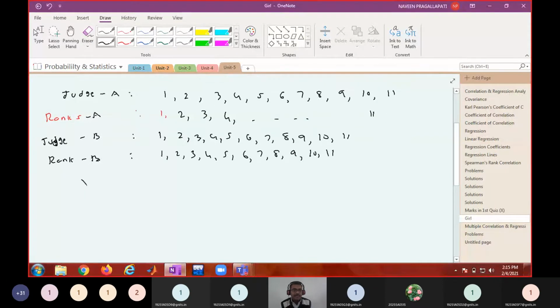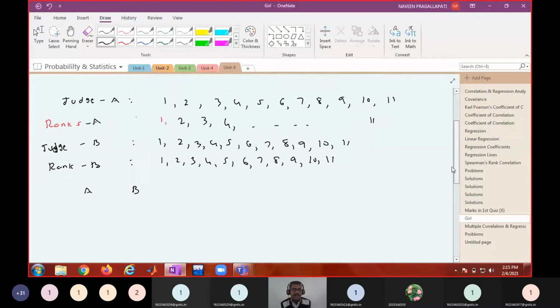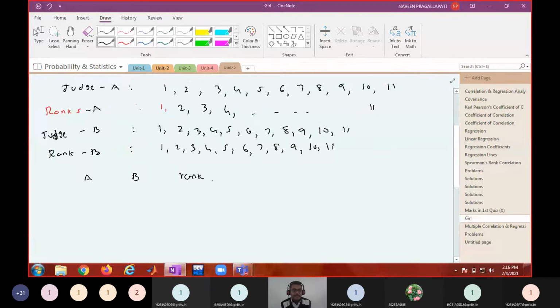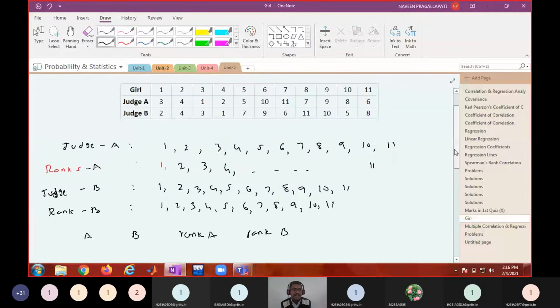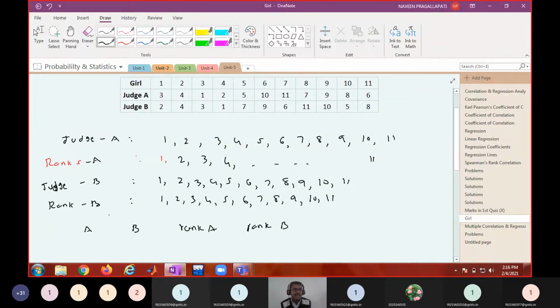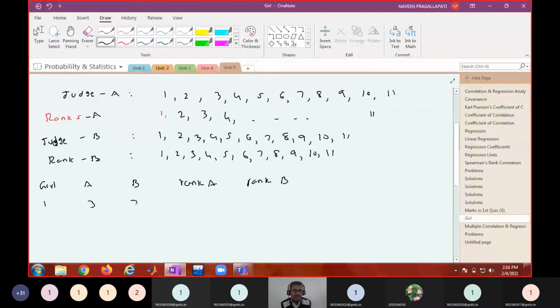Now, how do you prepare columns? Let us say ZG or ZB. Now you have to see the order. Let us take the first one. For the first girl, what are the ranks given by ZG and ZB? 3 and 2. Here also you are getting 3 and 2 only, no? So 3, 2. What is the deviation? 1.